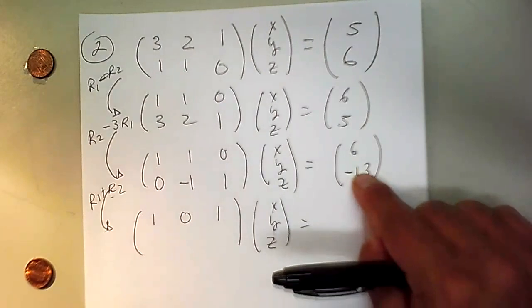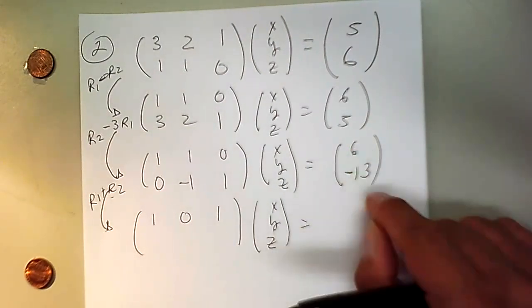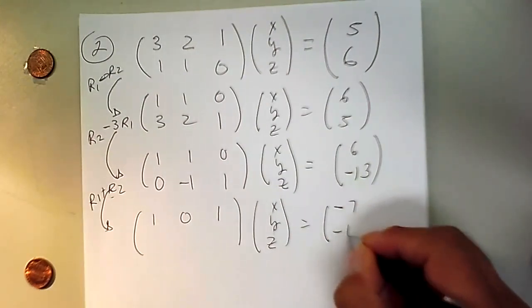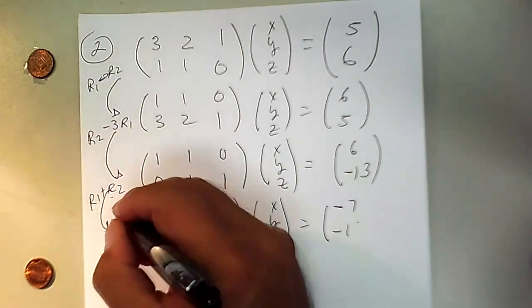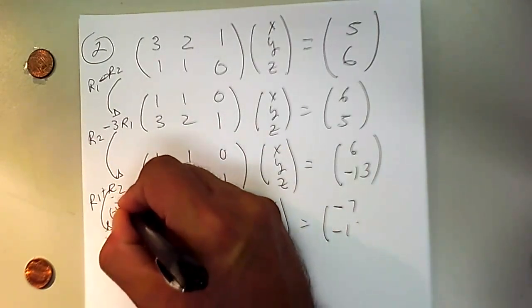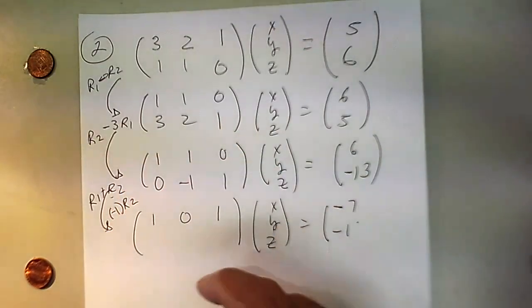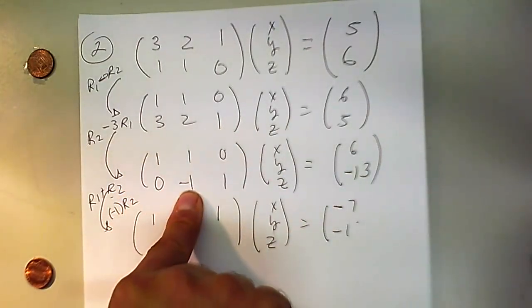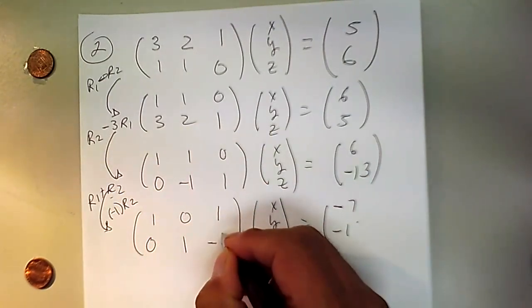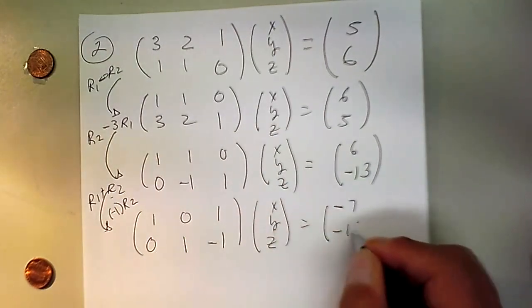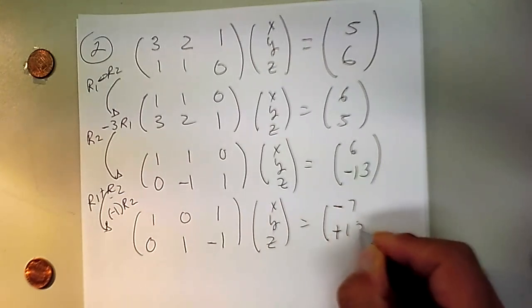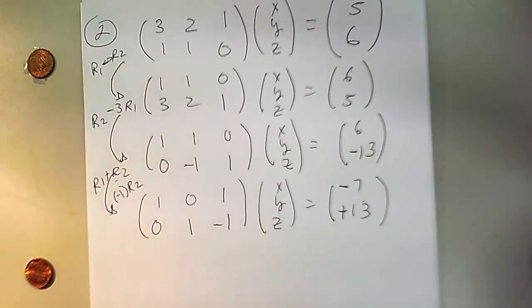So we're going to add -13 to the 6, and that is going to give us -7. And then we keep the -13. Oh, wait a minute. While we do that, we're going to multiply -1 with the second row. So that will cause this to be 1. So we have 0, 1, -1, and then we have to multiply that by -1, giving us +13.